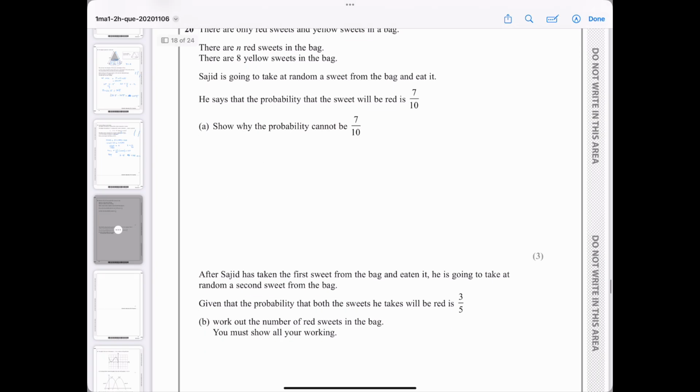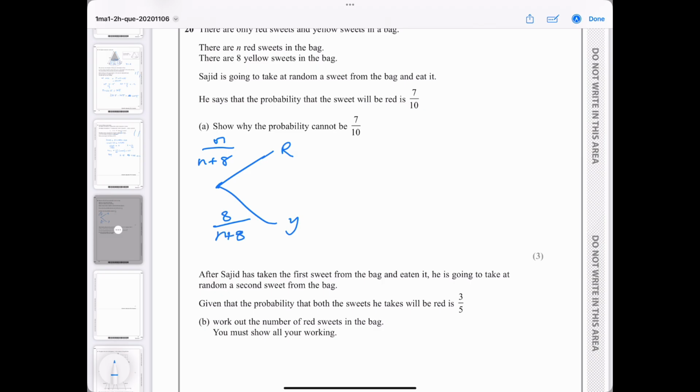So if I were to do this, I'd go boom, boom. So in the bag there are red, yellow, and it could be, to have a red sweet, be n plus 8. And then it would be 8 over n plus 8.